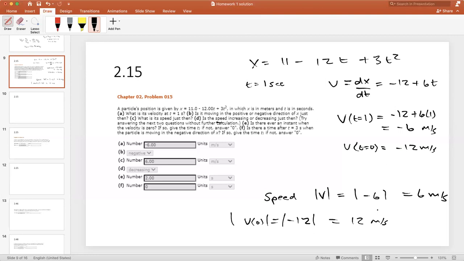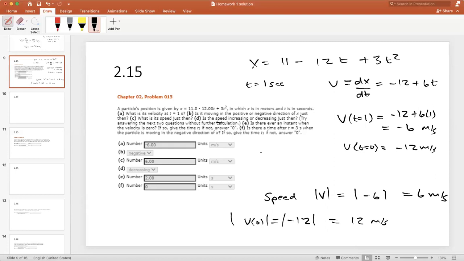Is there an instant when the velocity is 0? Can this equation equal 0? Well, sure. If time is 2, we get minus 12 plus 6 times 2. This is 0. So at time of 2 seconds, this is 0. Is there any other time? No. The only time this thing can be 0 is if t is equal to 2.